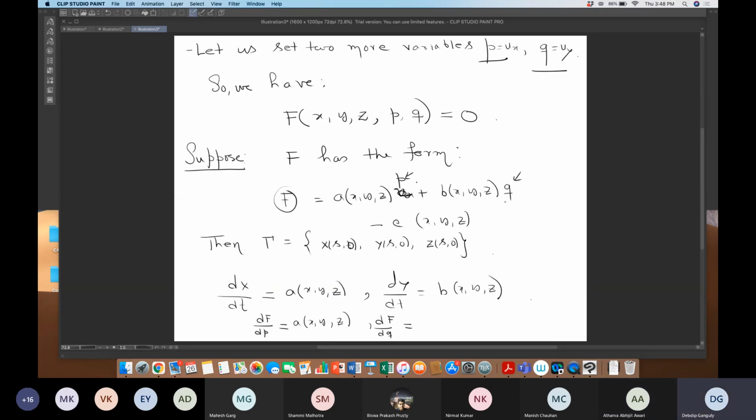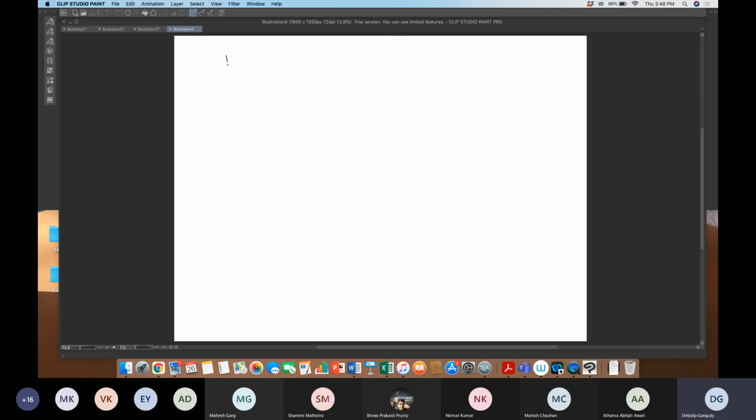Because this is D, now your independent variables. What is df by dq? B of x, y, z. See these two equations. So what do we obtain now? Can you tell me what is p df by dp plus q df by dq? Can anyone tell me what this is? P into a plus q into b, which is equal to ap plus qb equal to c. What is c? Z by.